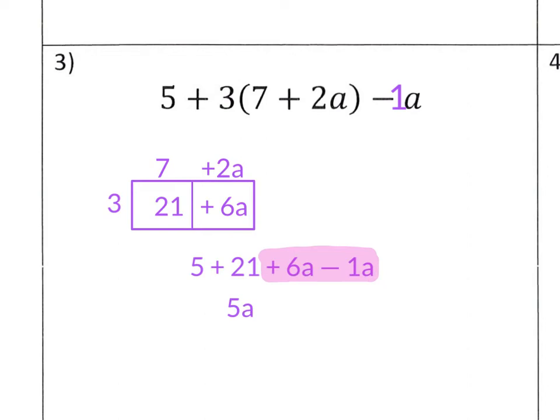So that's where I got the 5a from, and then when I look for the constants, I see a 5 plus 21. Those are like terms. 5 plus 21 gives me 26. So my answer then is the 5a plus the 26, and I circled that. That's my answer, 5a plus 26.